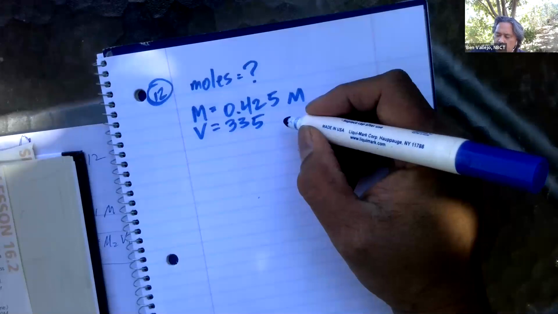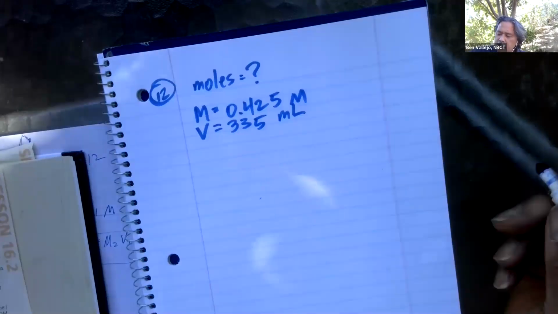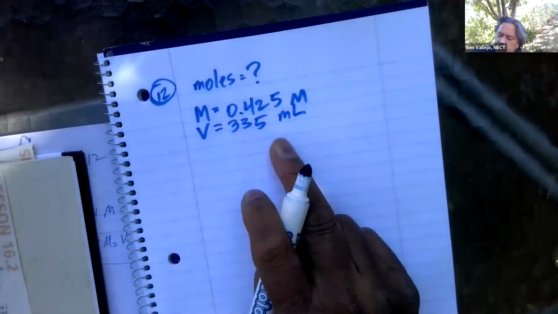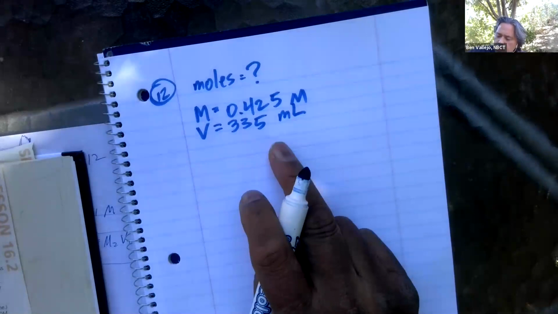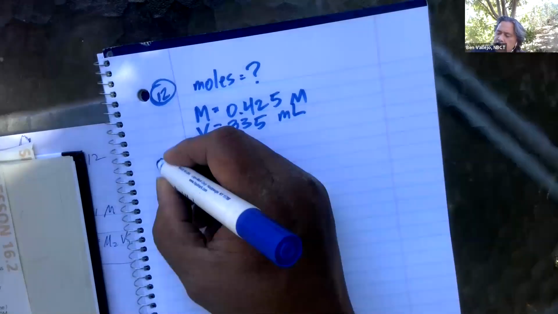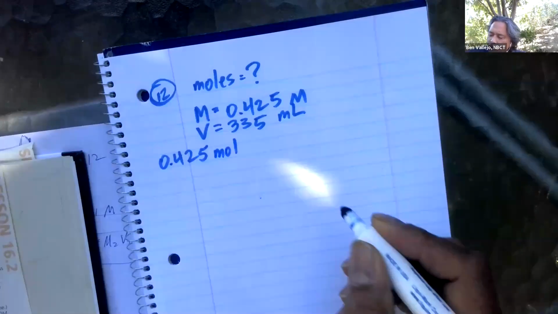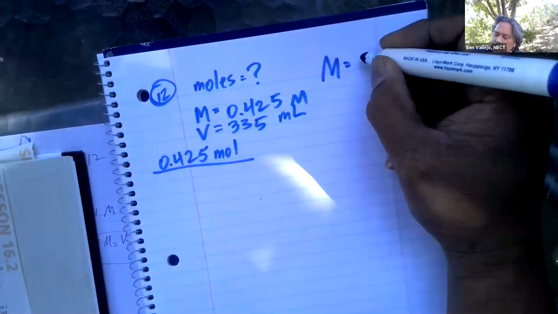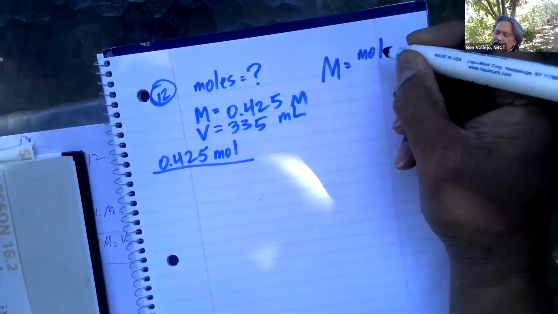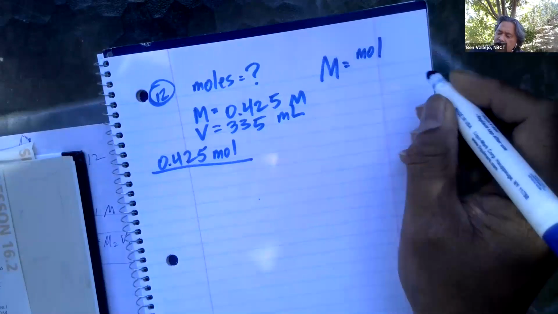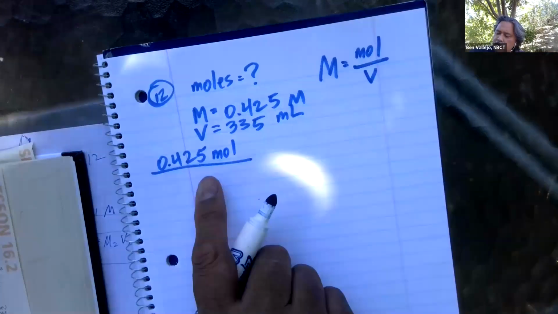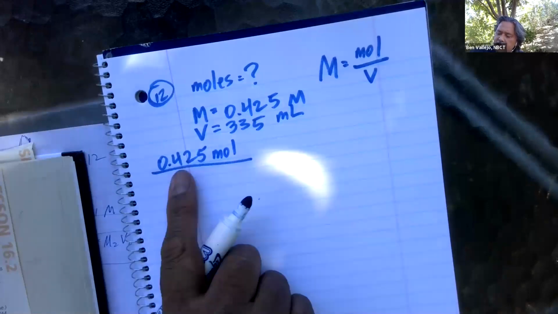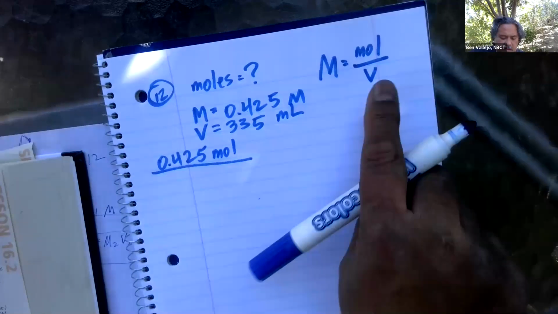So we're trying to get to moles, right? So let's go ahead and set this up. You have 0.425 moles in, and remember the molarity is equal to the moles over the volume. So we can say molarity is moles, 0.425 moles. And that's going to be, let's see.